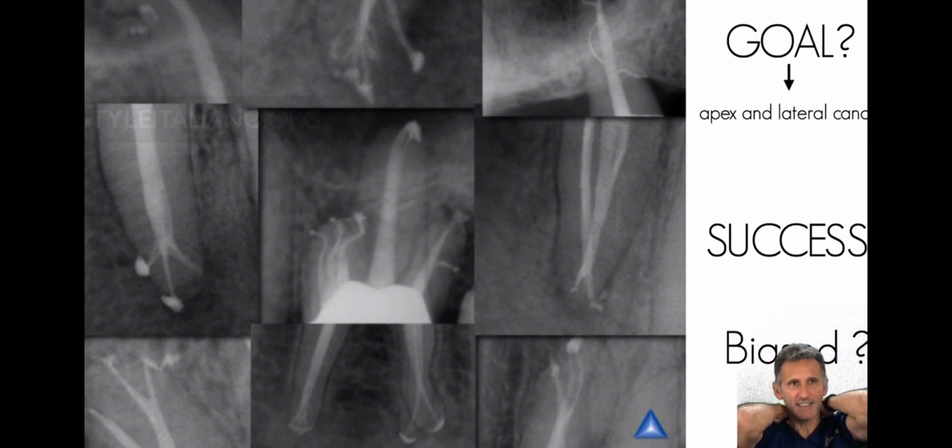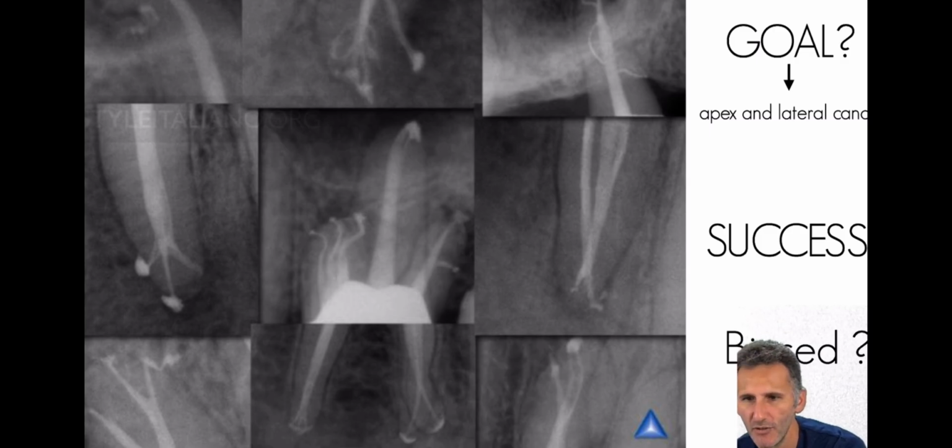But the reality is that still nowadays, we know that this is not related to success in the measure that we believe. For example, the role of the lateral canals in the percentage of success of endodontic treatment is still something that we can debate.